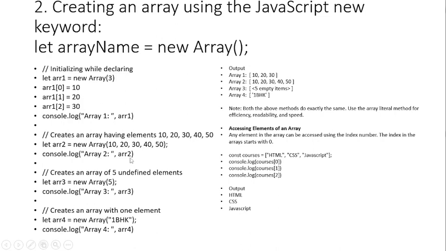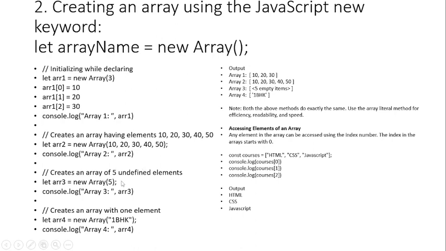So while printing ARR2, the output will be 10, 20, 30, 40 and 50, right? You can see in the next example, creating an array of 5 undefined elements. So the element is undefined. I am not going to initialize any value inside the array, right? So you can see ARR is equal to new Array(5). This will give the output as 5 empty elements.